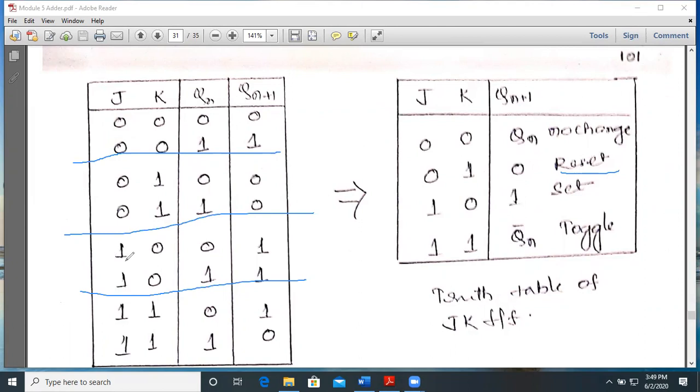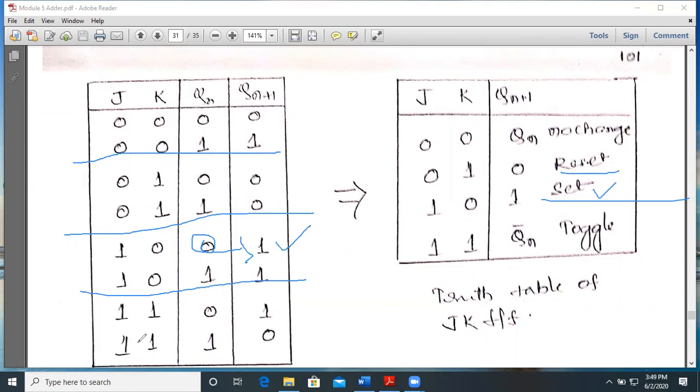So third one is J is equal to 1 and K is equal to 0. This will drive the flip-flop to the set state. That is, even if the previous state is reset, then also it will drive it to the set state. So thereby here, when J is equal to 1 and K is equal to 0, it is being shown as set state.